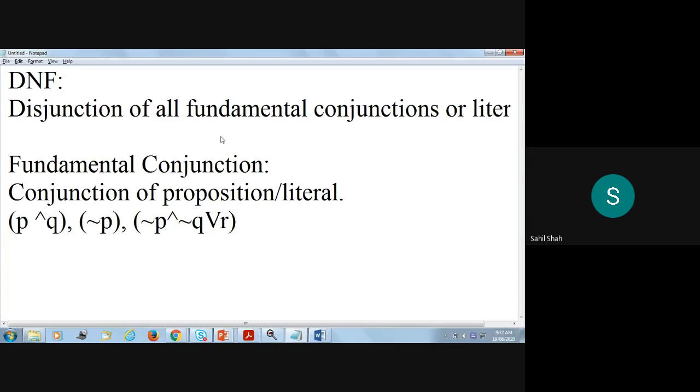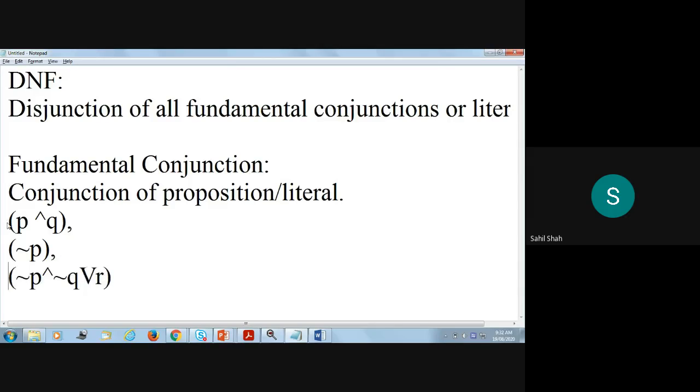Out of these three, which will act as a fundamental conjunction? What is fundamental conjunction? Conjunction of propositions or literals. So this is a proposition, and I am observing that P conjunction Q. Yes, this first one is a fundamental conjunction as per the definition.